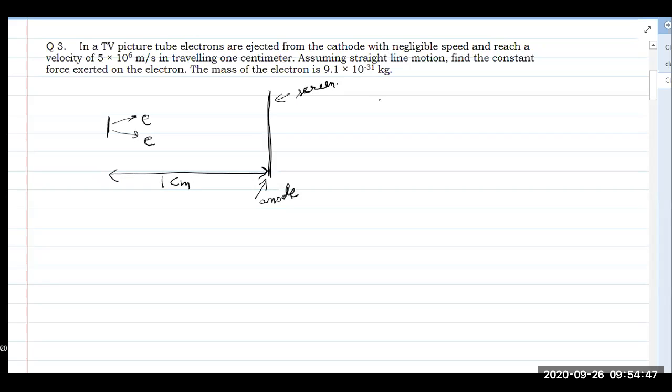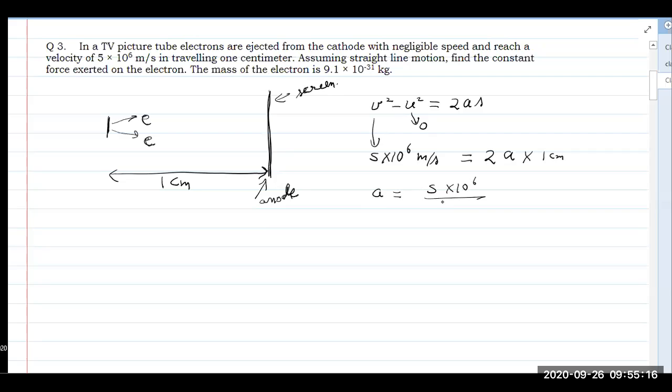So what you can write is v square minus u square equal to 2as. Initial speed is 0. Final is 5 into 10 to the power 6 meter per second, and 2 into a. A we need to find, because from a we will find the force, and s is 1 centimeter. So a is equal to (5 into 10 to the power 6) square divided by 2 into 1 centimeter. So 1 centimeter can be written as 1 by 100 meter. So we can write it like this in meter per second square unit.